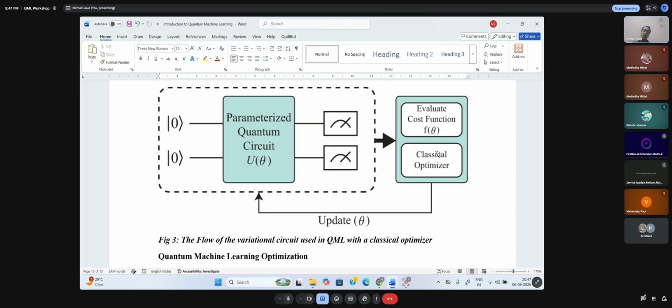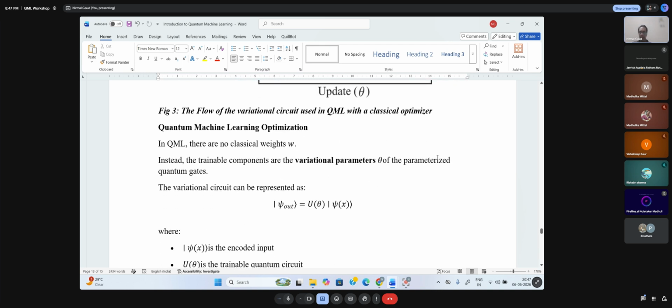Okay, not any quantum optimizer. We are using a classical optimizer, that's Adam. Or there are other optimizers also. We can take SGD, Momentum, Nesterov. Adam is the best. Okay.